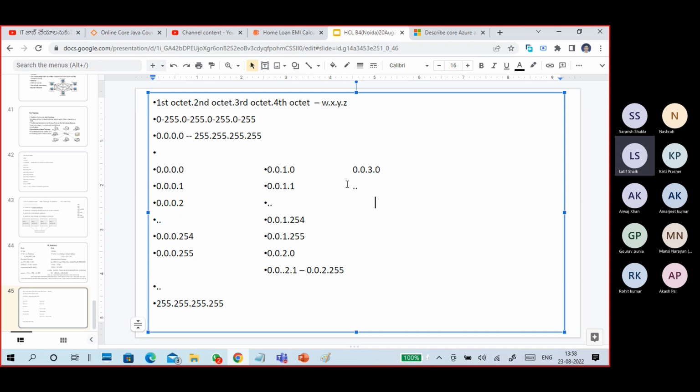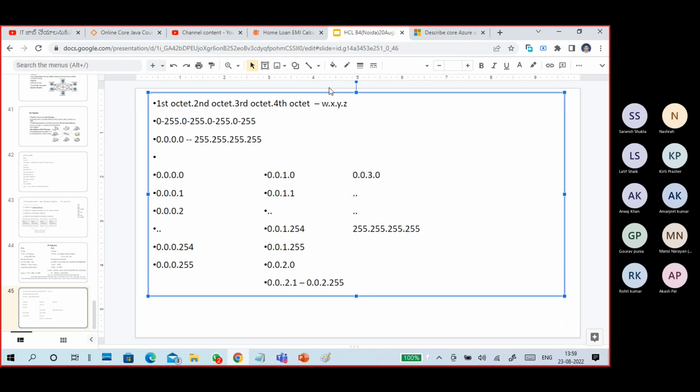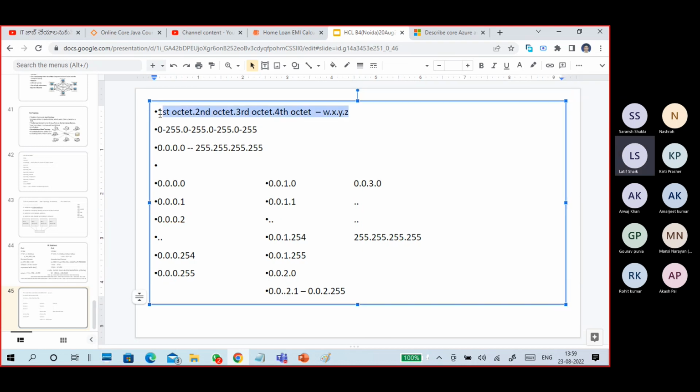So finally you reach 255, 255, 255, 255. That's the point I'm trying to explain, guys. So this is the total IPv4 range: 0 dot 0 dot 0 dot 0 to 255 dot 255 dot 255 dot 255. Each octet is not more than 255, no 256, no 300 kind of thing.